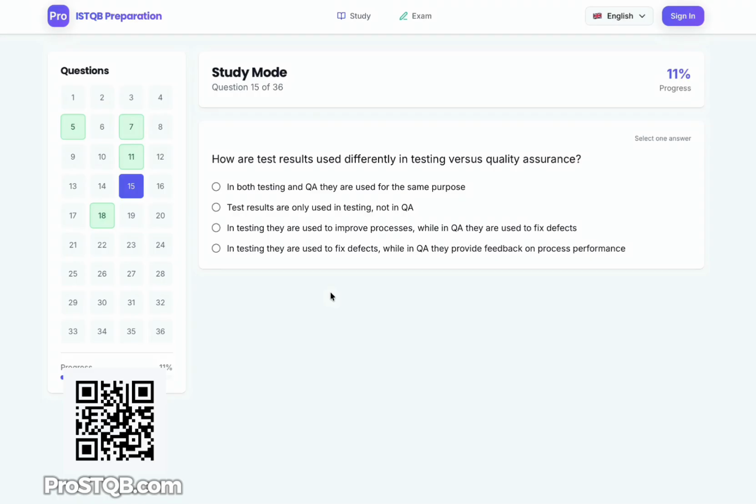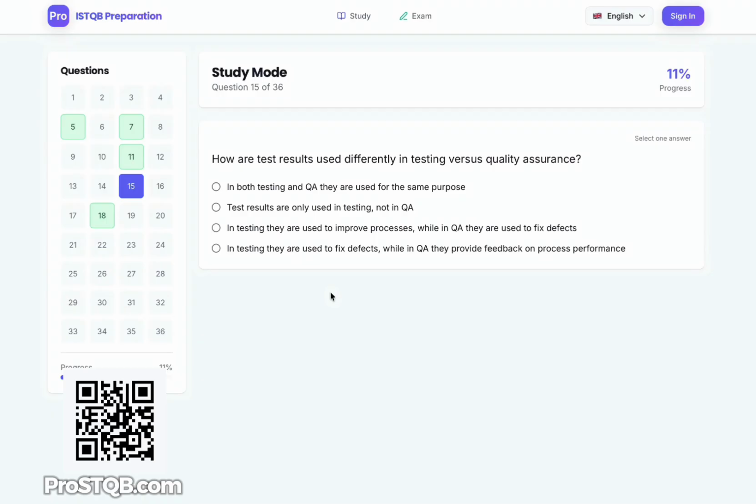Option B. Test results are only used in testing. Also wrong. QA absolutely uses test results. Not to fix individual defects, but to understand how well the development and testing processes are working. Option C. Testing improves processes. QA fixes defects. This reverses the concepts. That's a common exam trap. Don't fall for it. Option D.